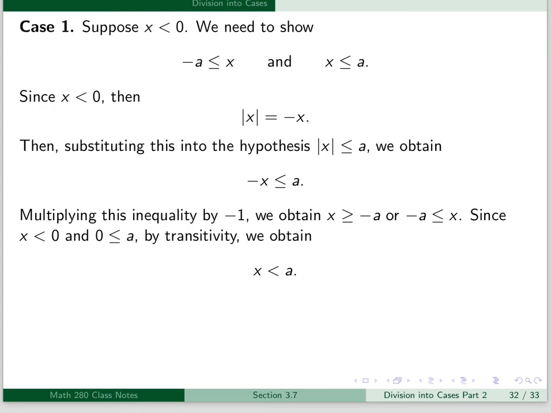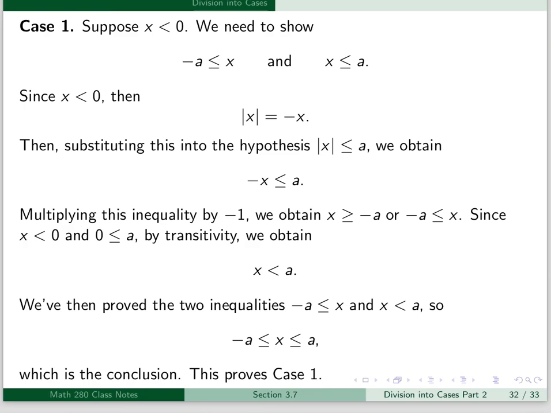Now, since x is less than 0 and 0 is less than or equal to a, by transitivity, we obtain x is less than a. And this is our second inequality, or close to our second, implies our second inequality. So we've then proved the two inequalities, minus a less than or equal to x and x is less than a, which implies the double inequality, minus a less than or equal to x less than or equal to a, which is our conclusion. And this proves case 1.